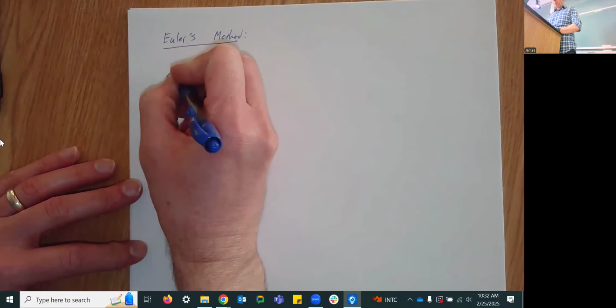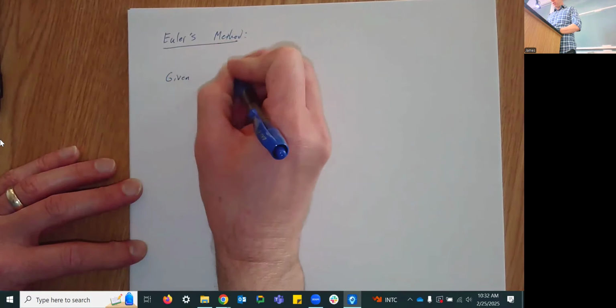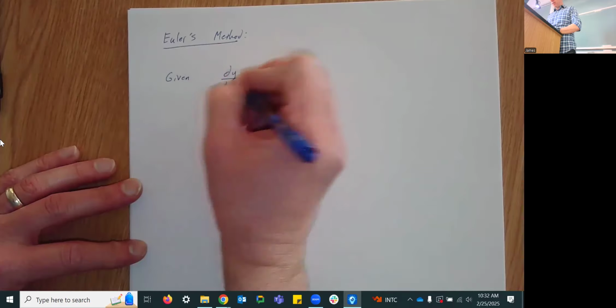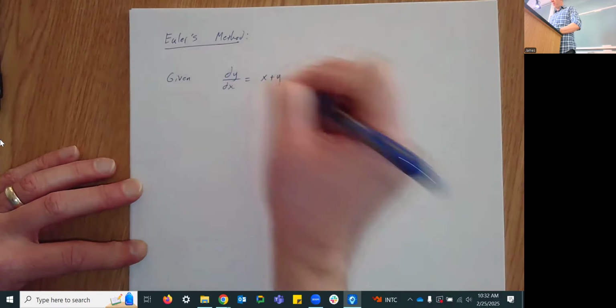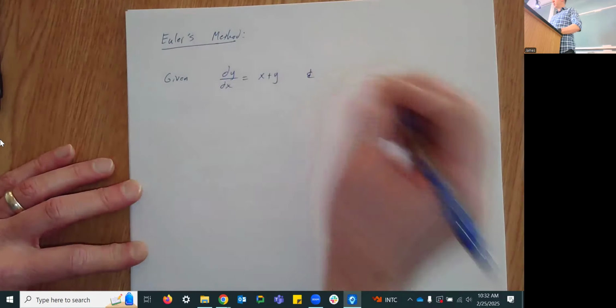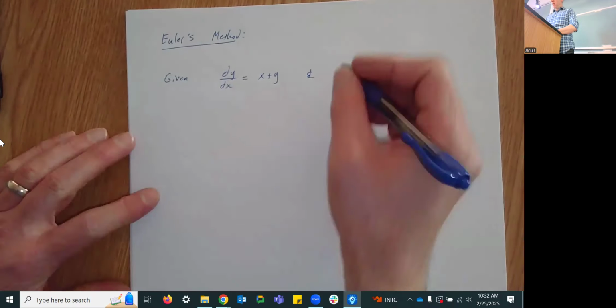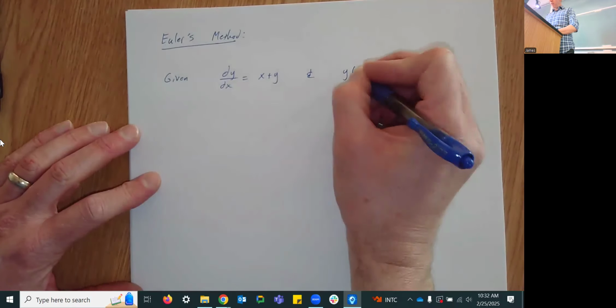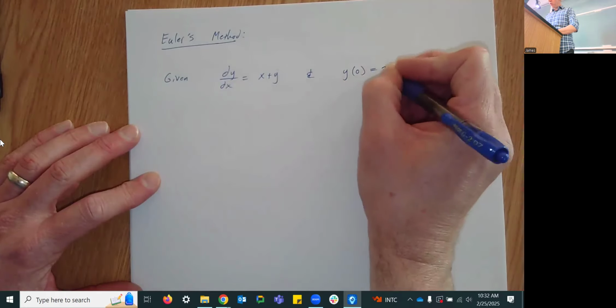The idea with Euler's method is you're trying to estimate the value of a function based on the differential equation that we're not going to typically solve. So let's give ourselves a somewhat easy example. Given that the differential equation is say dy/dx is equal to x plus y, and you typically need an initial condition as well. Let's say we're given that y(0) is equal to 2.